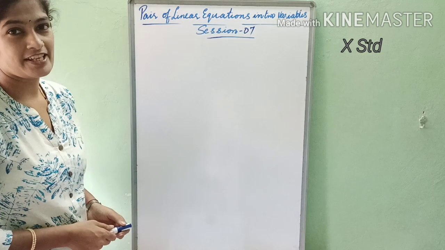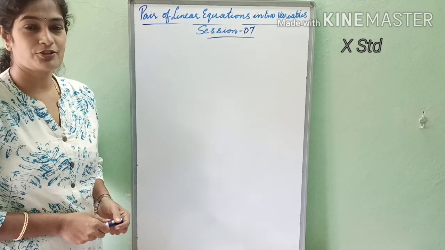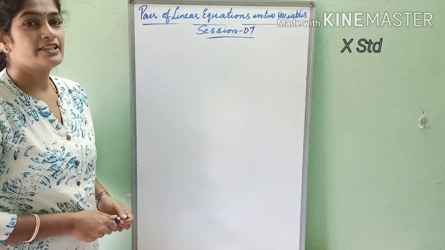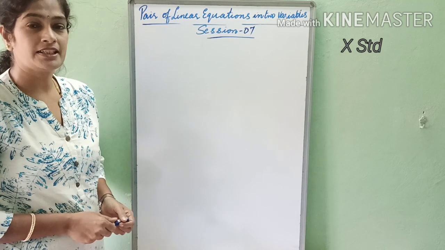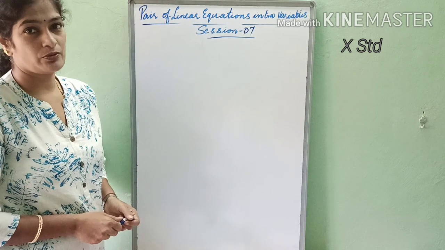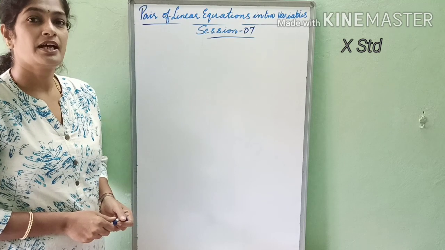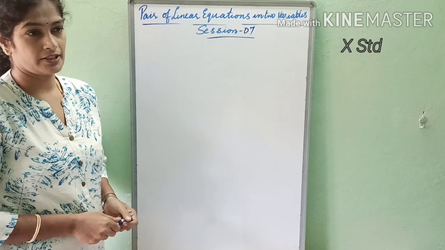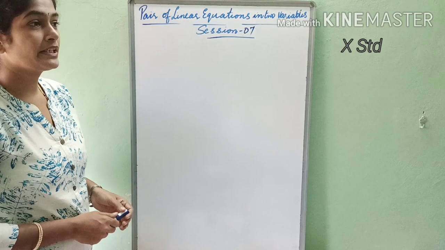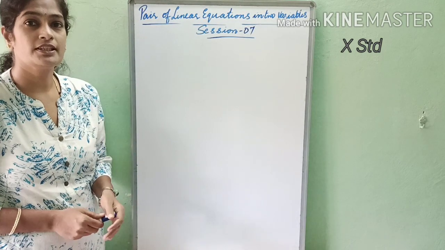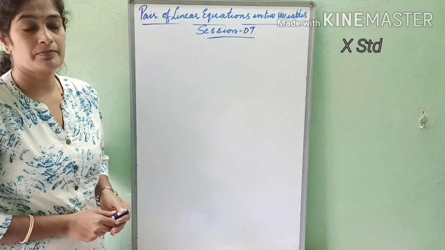Welcome to session 7 of pair of linear equations in two variables. Today in this video we shall be discussing another method to solve the pair of linear equations in two variables, that is by cross multiplication method. So by this cross multiplication method, how we are going to solve that? Through the exercise questions we will be learning it.